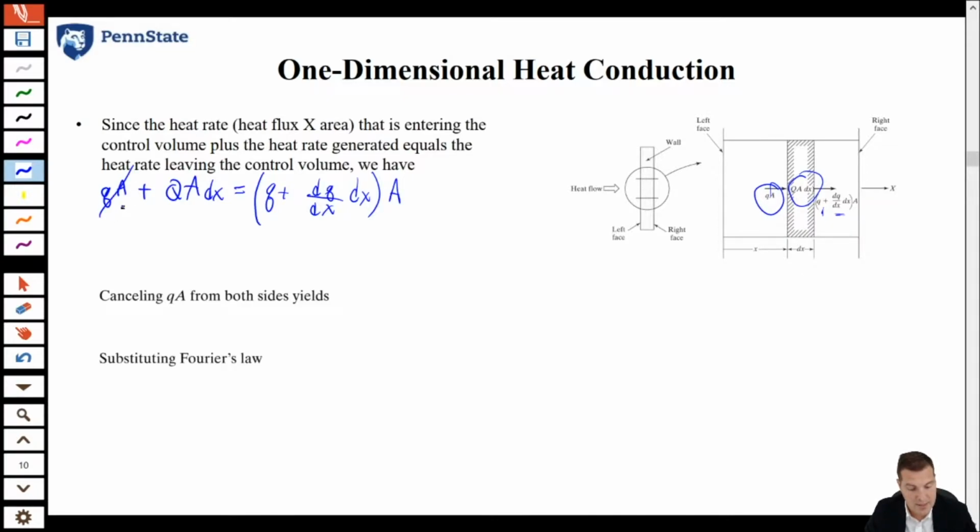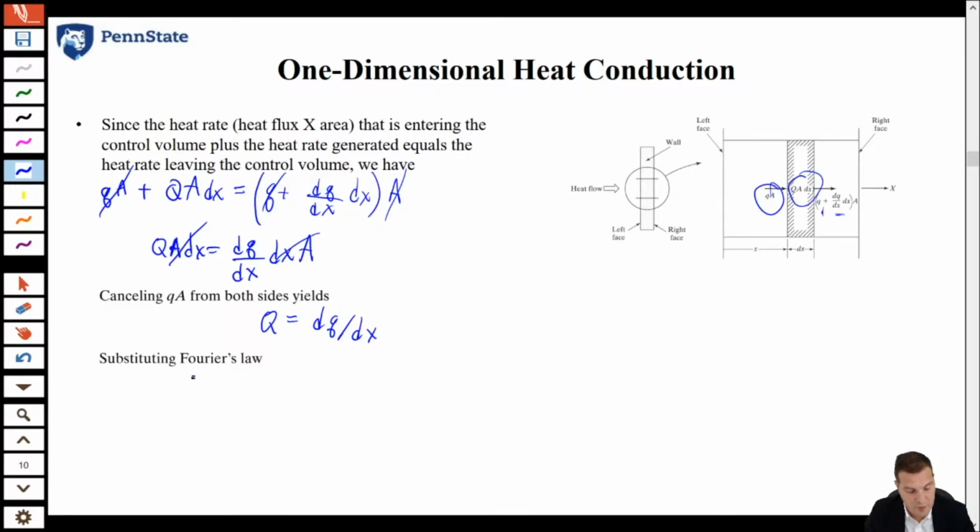So these terms actually cancel out, and we're left with QA dx equals dq/dx times dx times A. And of course those things cancel out, so canceling A and dx on both sides, we actually get internal heat generation Q is equal to dq/dx.